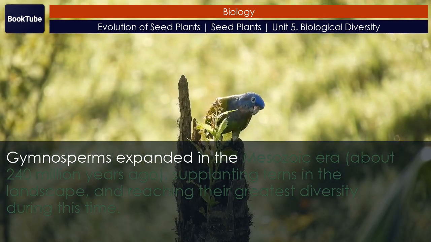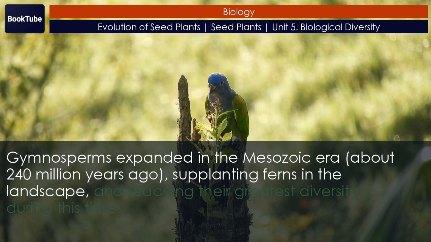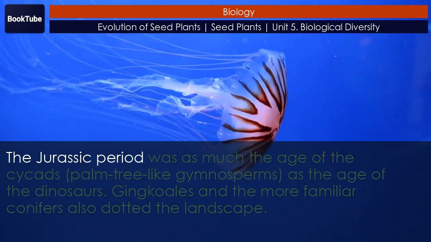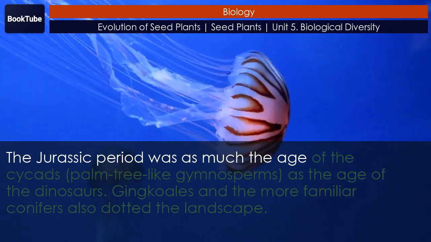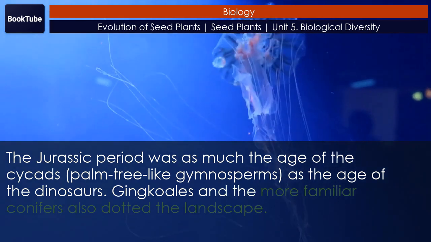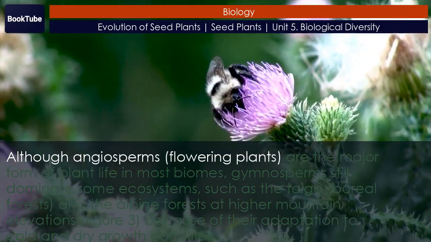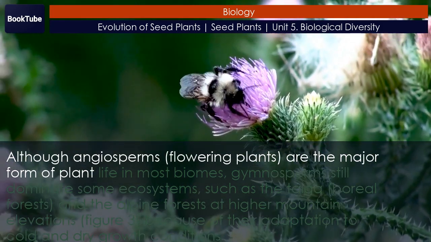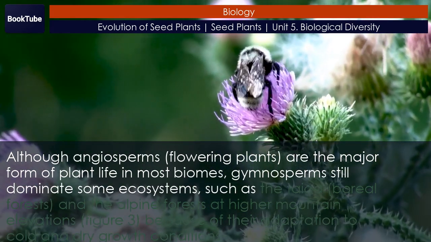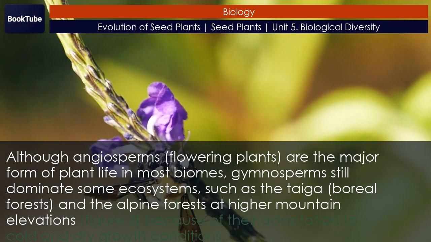Gymnosperms expanded in the Mesozoic era, about 240 million years ago, supplanting ferns in the landscape, and reaching their greatest diversity during this time. The Jurassic period was as much the age of the cycads, palm tree-like gymnosperms, as the age of the dinosaurs. Ginkgos and the more familiar conifers also dotted the landscape. Although angiosperms, flowering plants, are the major form of plant life in most biomes, gymnosperms still dominate some ecosystems, such as the taiga, boreal forests, and the alpine forests at higher mountain elevations.